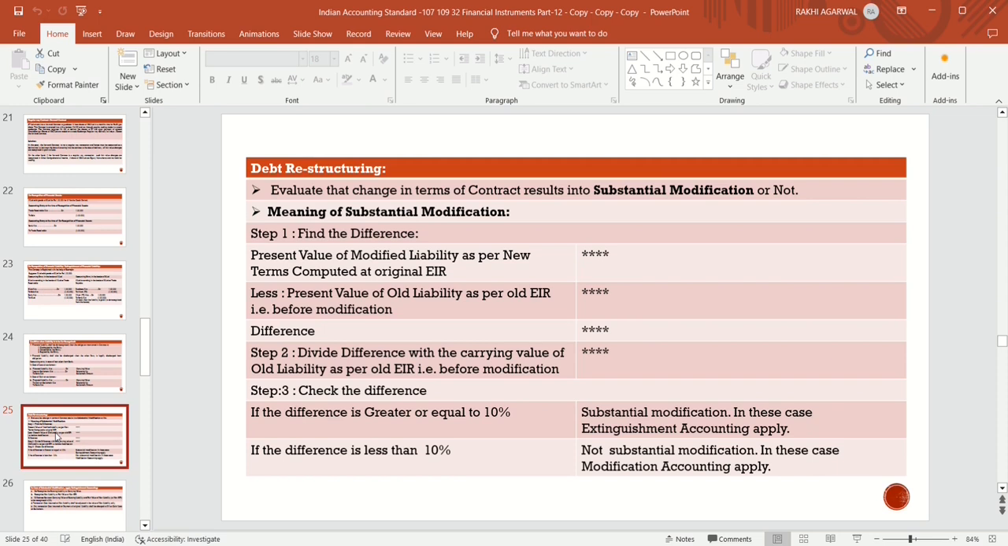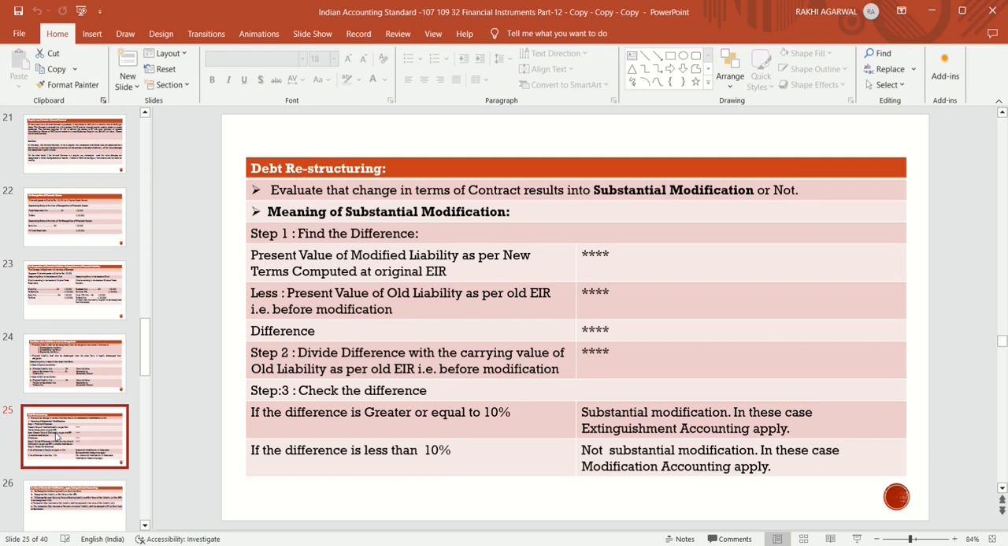So what do you mean by substantial modification in case of debt restructuring? Firstly, we will find the difference: the present value of the modified liability as per the new terms, computed at the original EIR. Find out the modified liability as per the new terms of the contract, computed at the original effective interest rate.